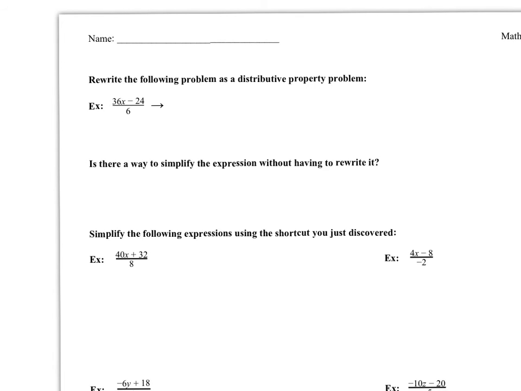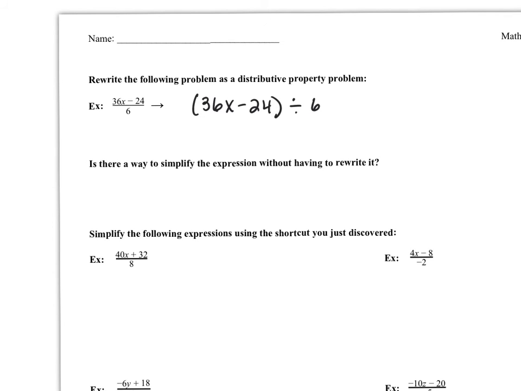Okay, so this is going to be the type of problem where I'm going to show you the math reason behind it, and then a potential shortcut. So if I wanted to rewrite the following as a distributive property problem, it would look like this. 36x minus 24, and then I could write it as divided by 6.